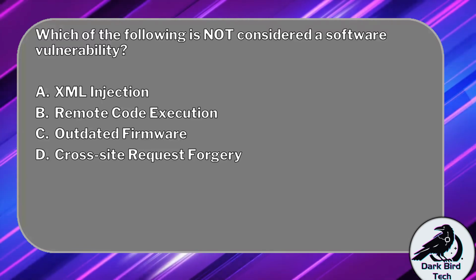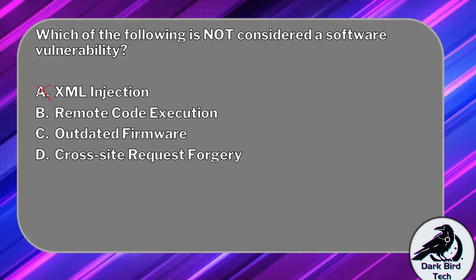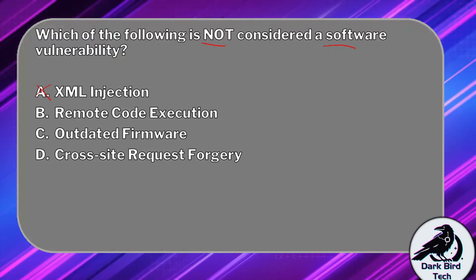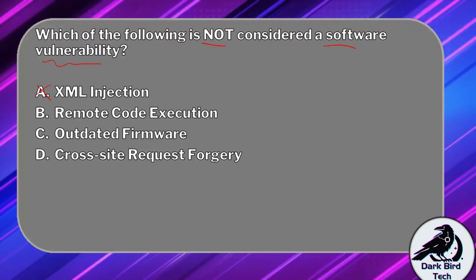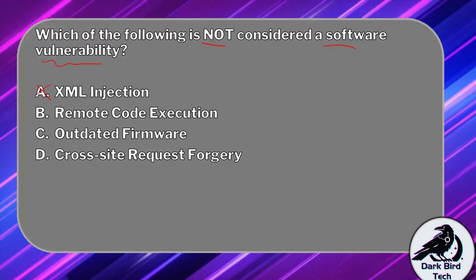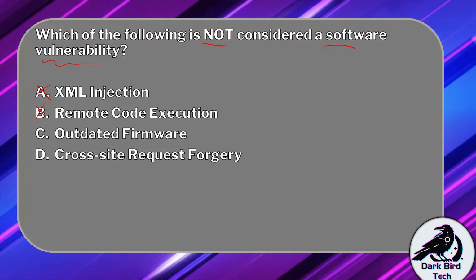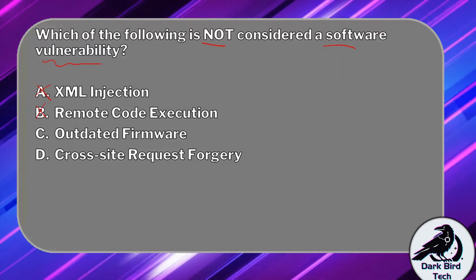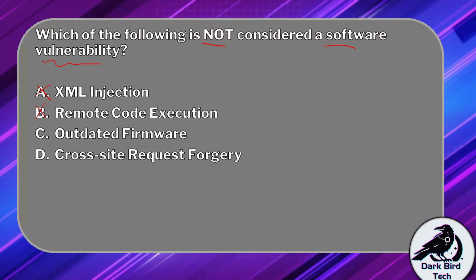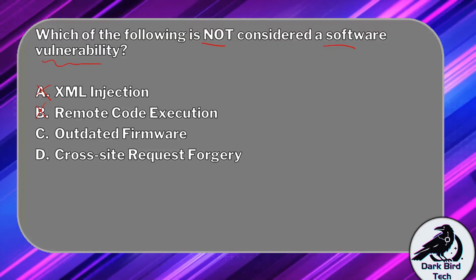XML is used in a lot of data files, and data files are used by software applications. So I'm going to say no, because we're looking for something that is not a software vulnerability. Okay. Remote code execution. Code execution sounds software to me. Outdated firmware. A bit tricky because technically firmware is a type of software encoded into hardware, but it is hardware. So that's on the table still.